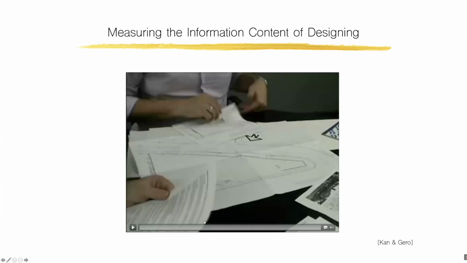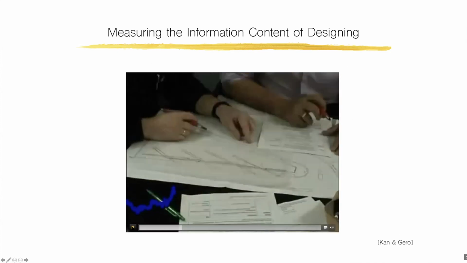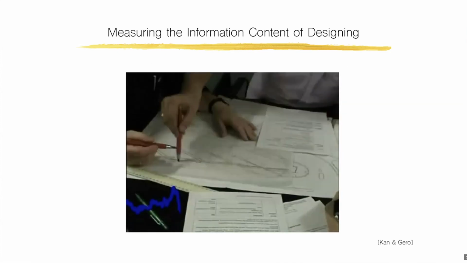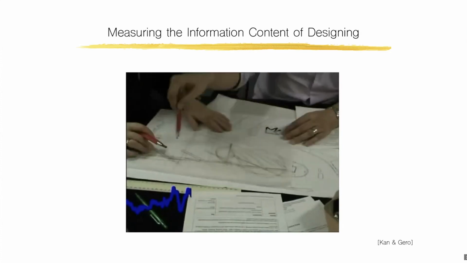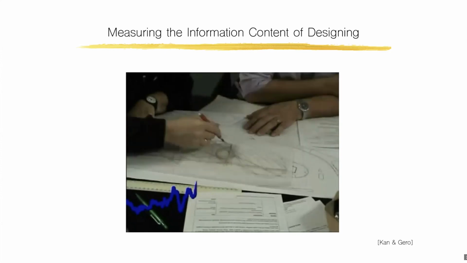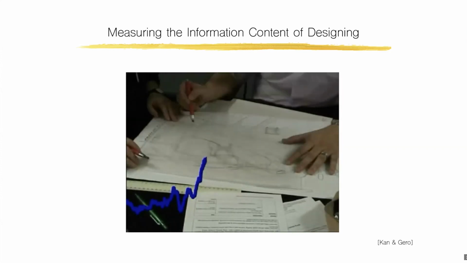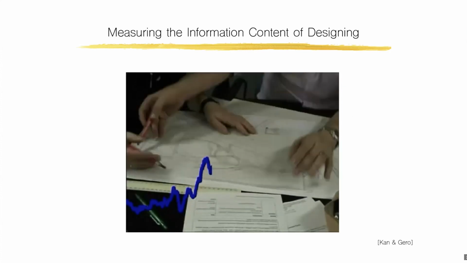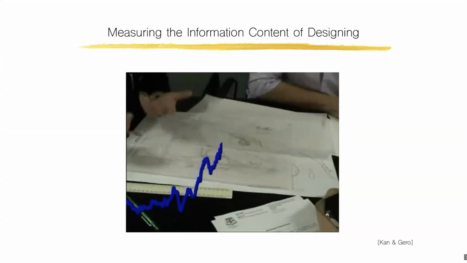We can do really, really interesting things. So for example, we can measure, through that blue line you see there, the entropy of the information flow between designers. And what is this telling us? The higher the entropy, the more open the space of designs they are producing.